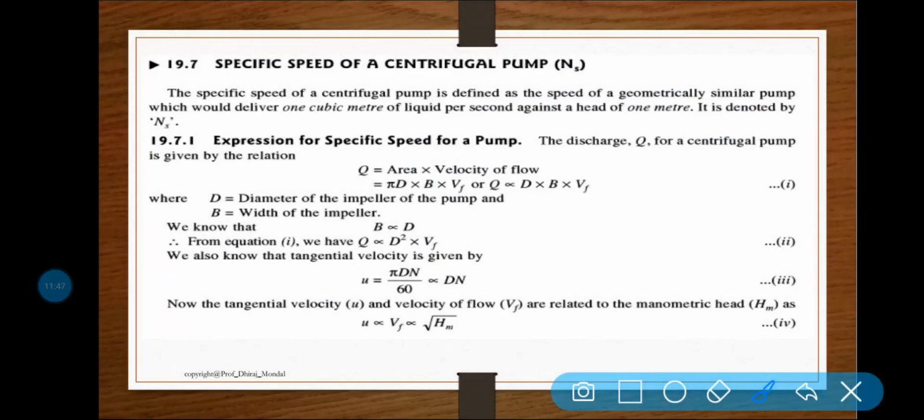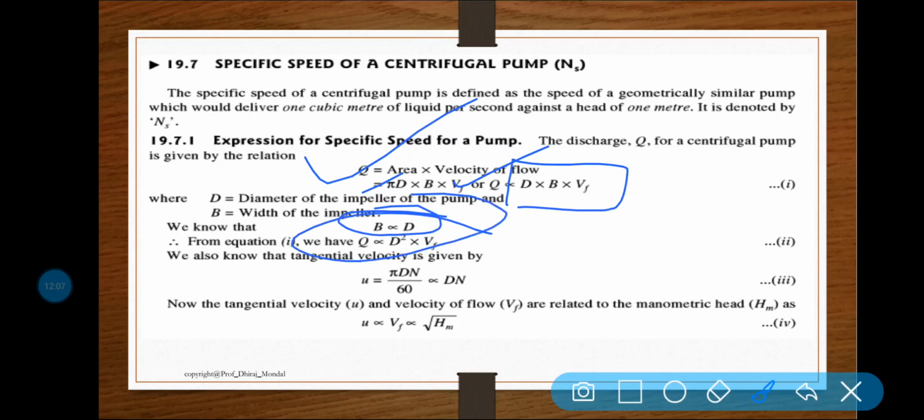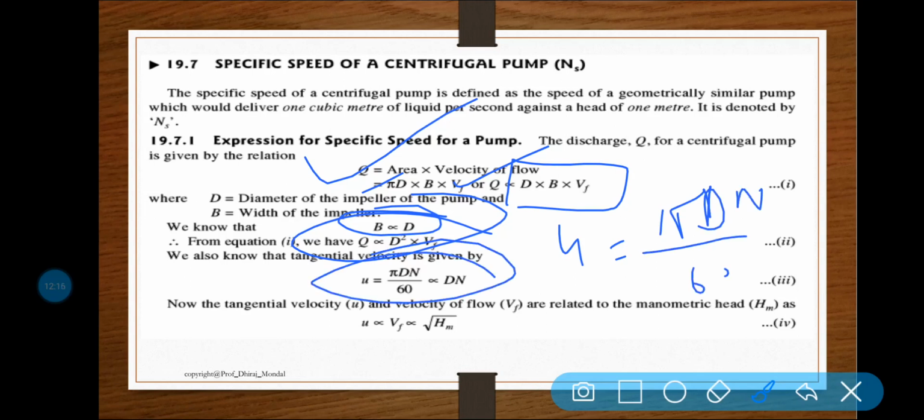Now how can we calculate this specific speed? By the help of proportionality. You know that discharge is equal to area into velocity, and area is equal to pi D B, so discharge is proportional to D into B into Vf. Clear? Now B is proportional to D, so we can write discharge is proportional to D square into Vf. Now u is equal to pi D N by 60, so u is proportional to DN, and also we know that u is proportional to Vf.